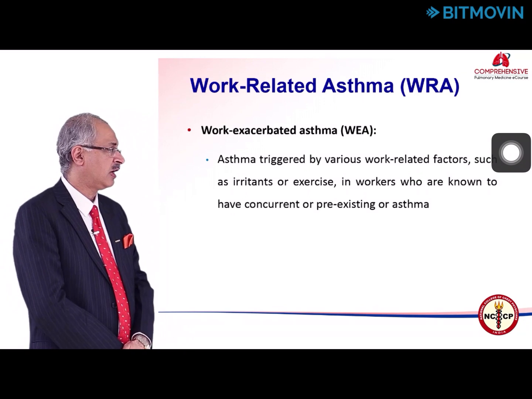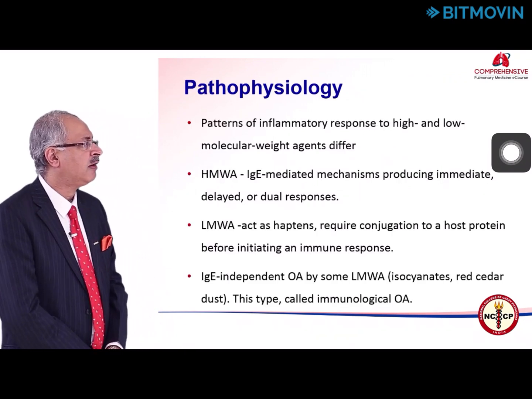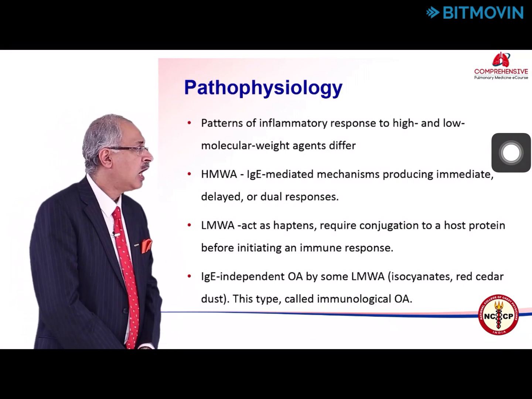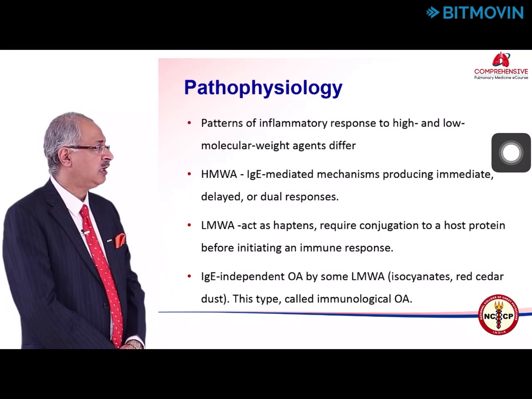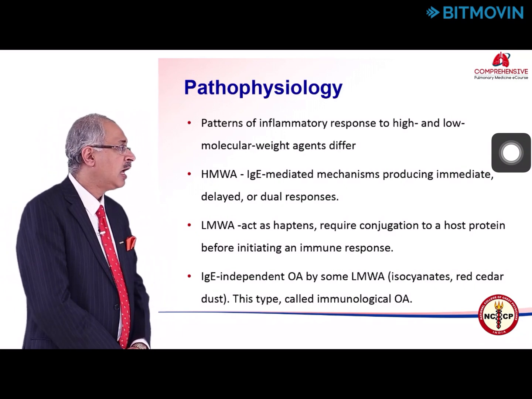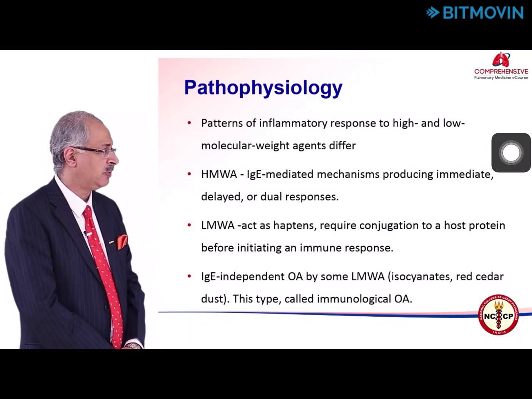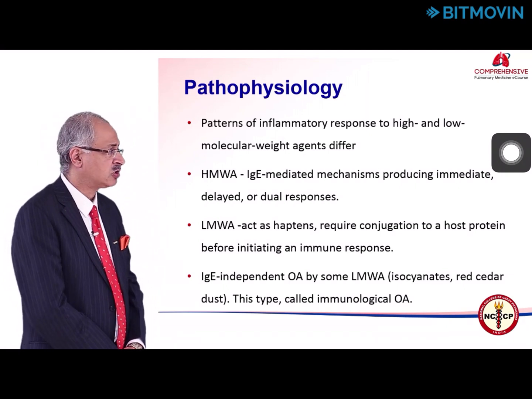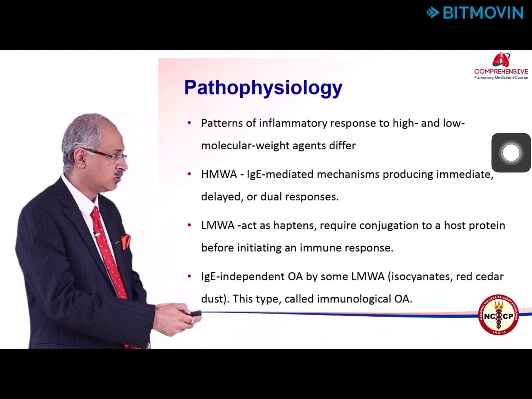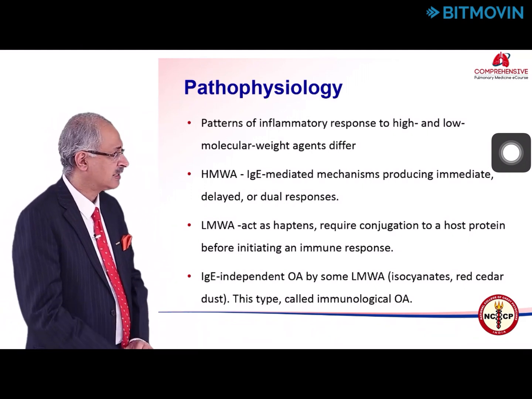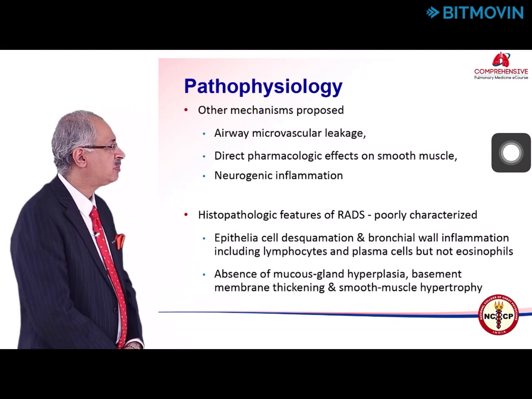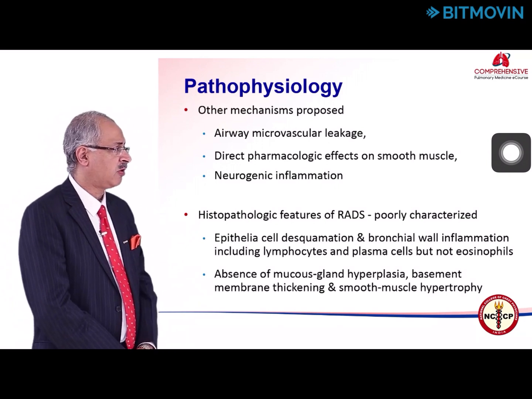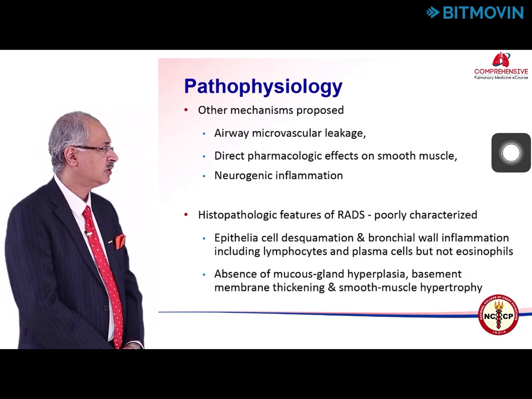What is important to realize is that the patterns of inflammatory responses are different for high and low molecular weight agents. High molecular weight agents are usually IgE mediated, whereas low molecular weight agents act as haptens, and they require conjugation to a host protein for their manifestation. IgE-independent occupational asthma is caused by low molecular weight agents, and this is also called immunological occupational asthma. There are other mechanisms which have been proposed, obviously once inflammation is there: microvascular leakage, direct pharmacological effects and neurogenic inflammation.